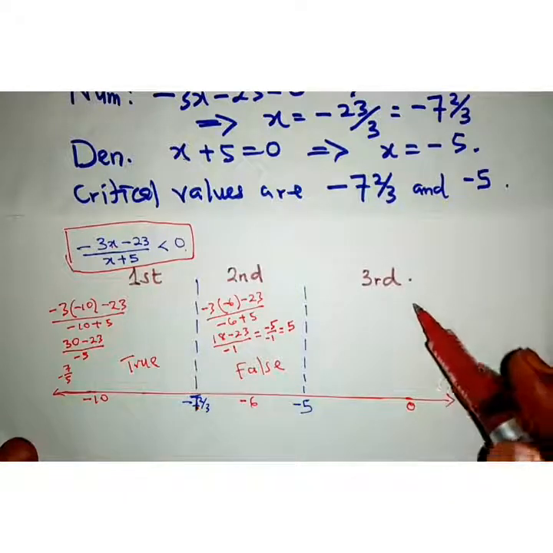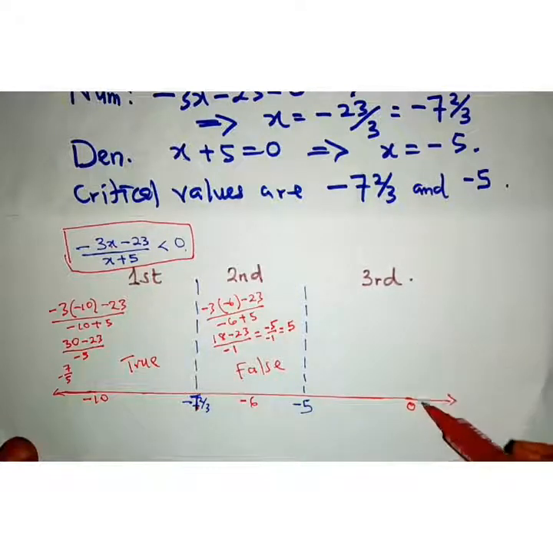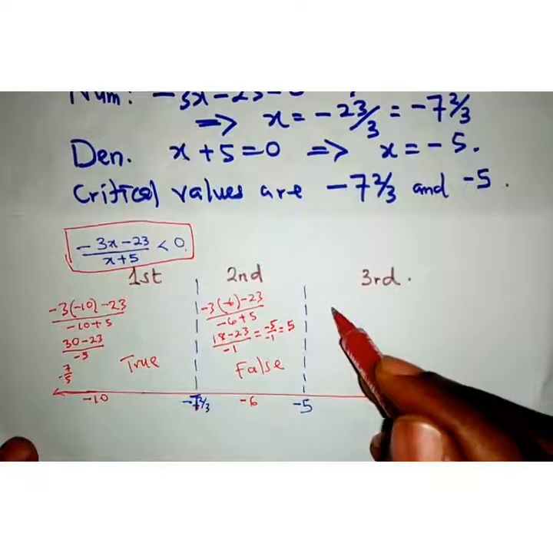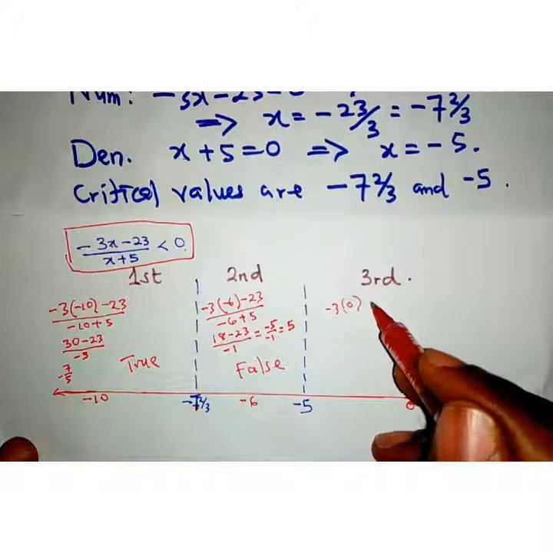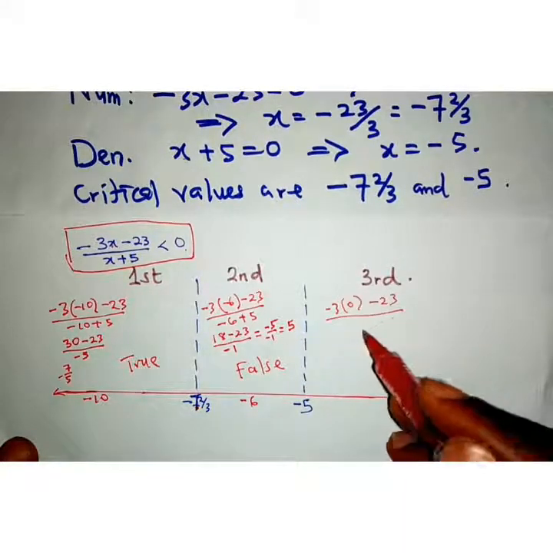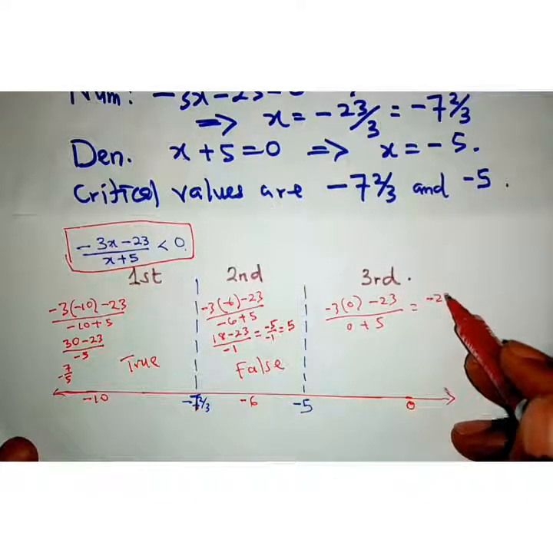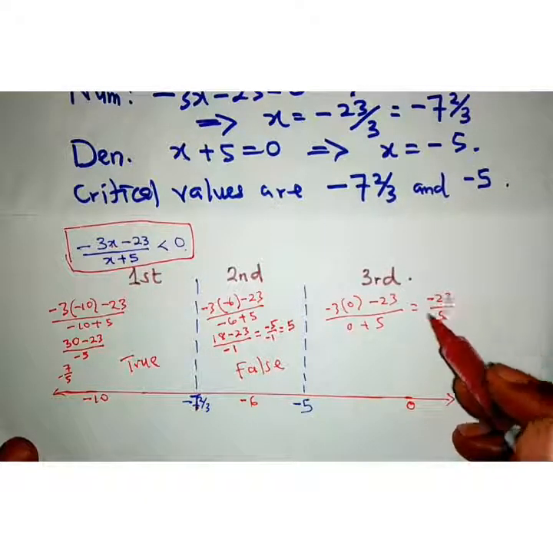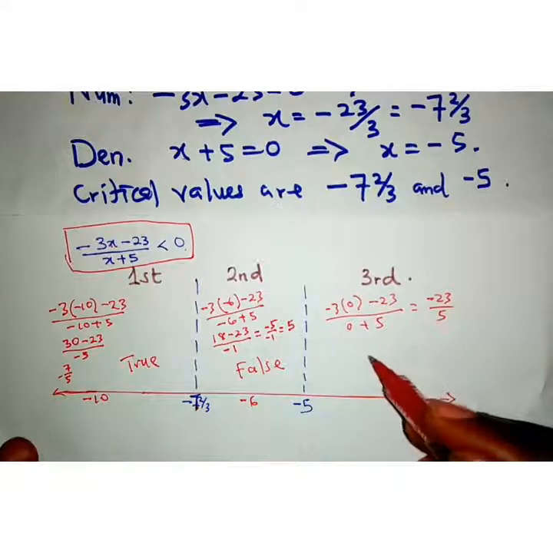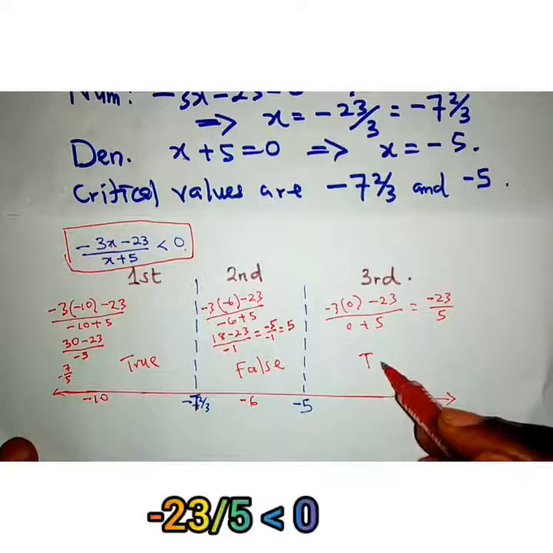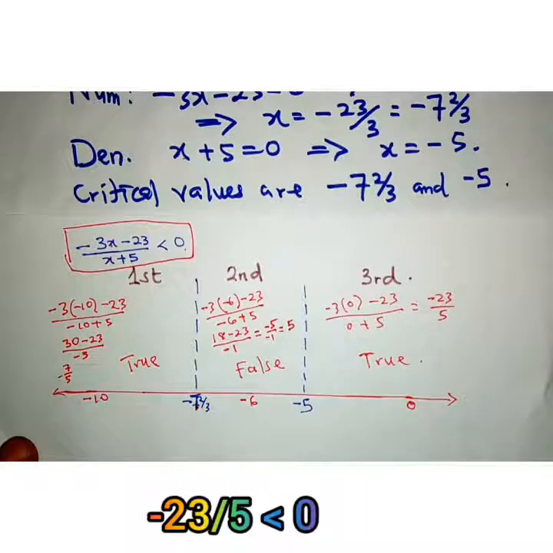So it is false in this interval. For the last interval, we test for 0. So we have minus 3 times 0, minus 23, over 0 plus 5. This gives us minus 23 over 5, which is a negative value. So it is also true in this interval.